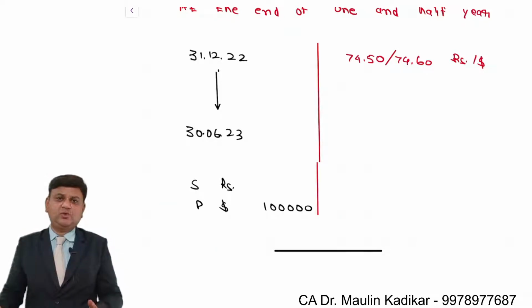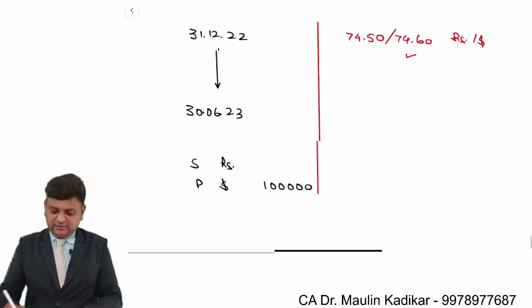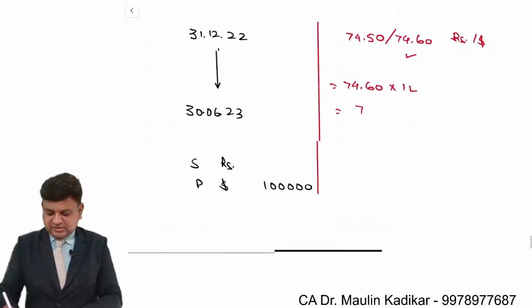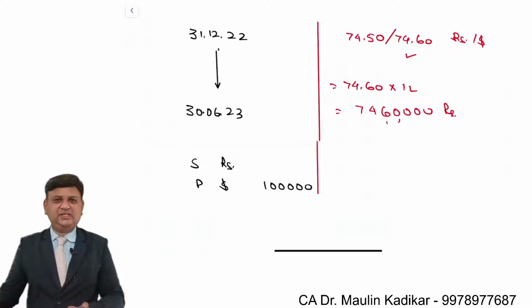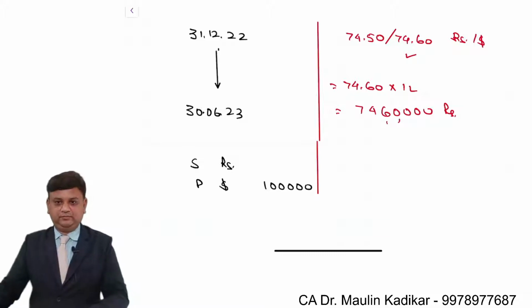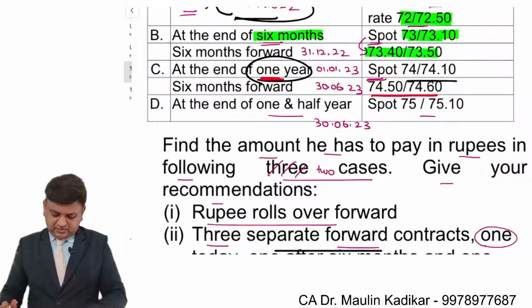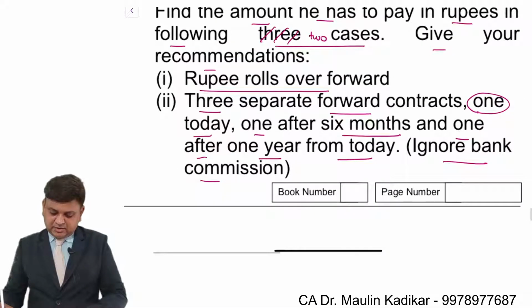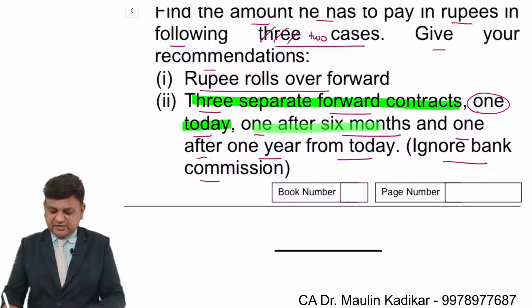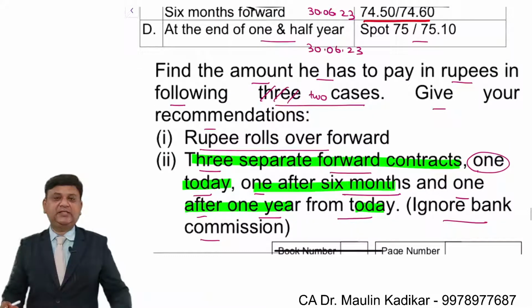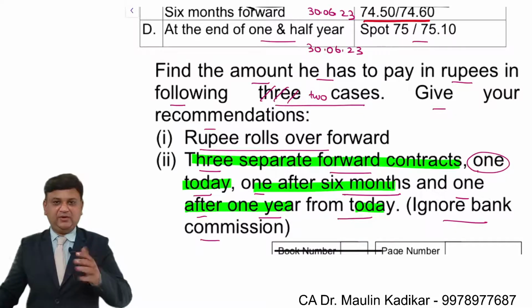Simply in this case, there is no question of any cancellation. So over here, sell of rupees and purchase of dollar, 74.6 into 1 lakh, 74,60,000. That is the amount of the payment. Second part of the question, 3 separate forward contracts, one today, one after 6 months, and one after 1 year from today. So what will be the cost in that case? That is required to be found. Try to do answer on your own.